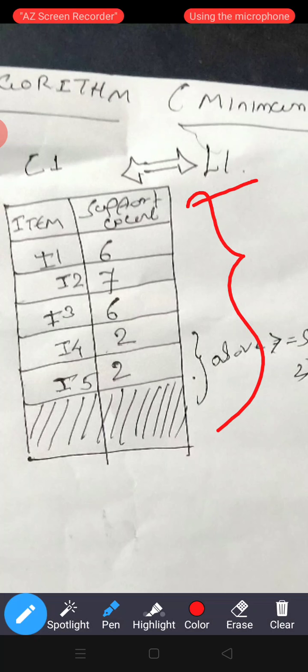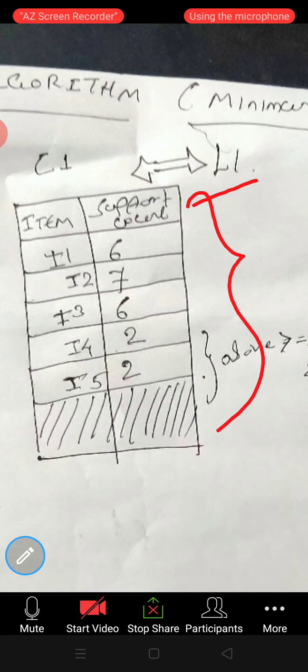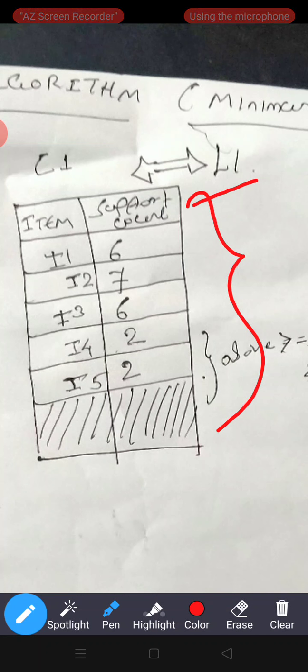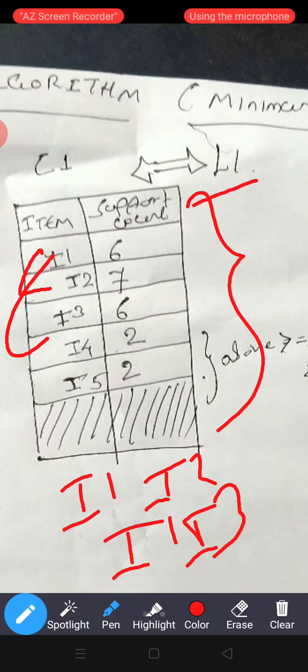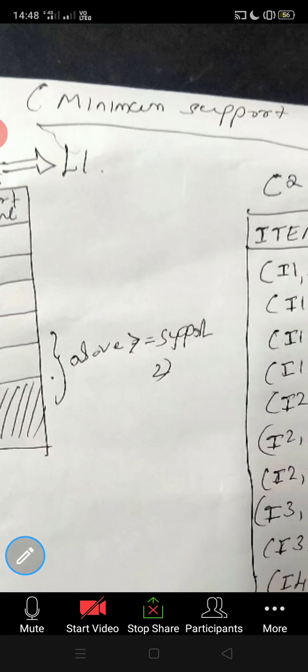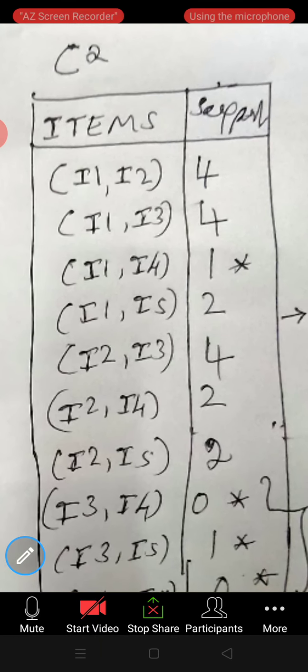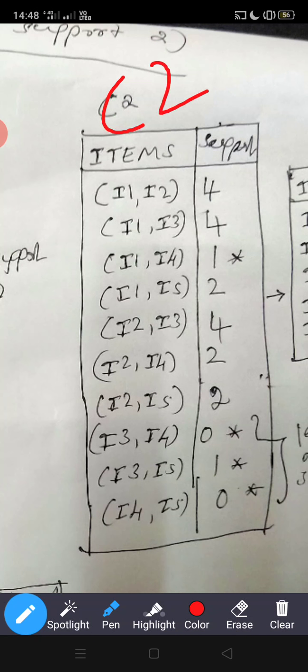Now next, from this, I want to calculate the two item sets, that's called C2. I can make combinations like this: I1, I2, then I1, I3, or I1, I4, like this. How many combinations I can make, you can write now like this. This is called C2.